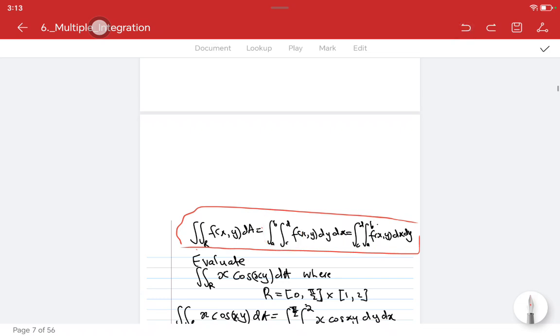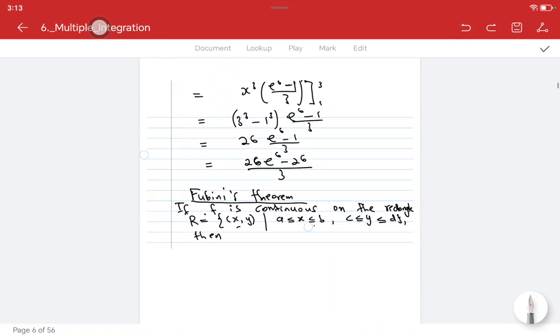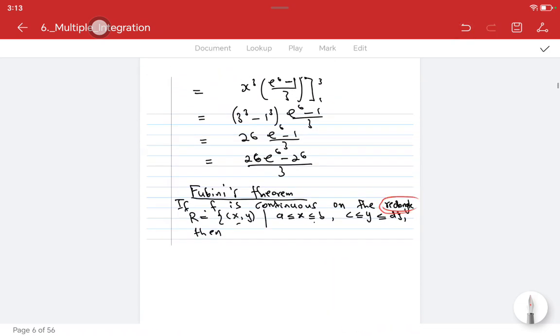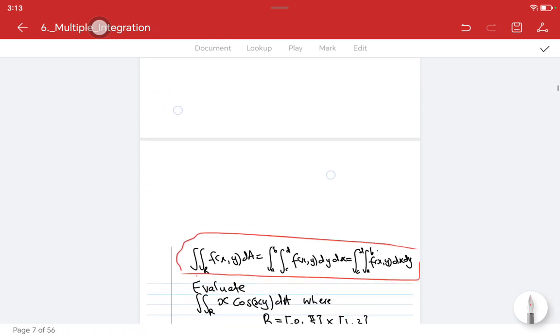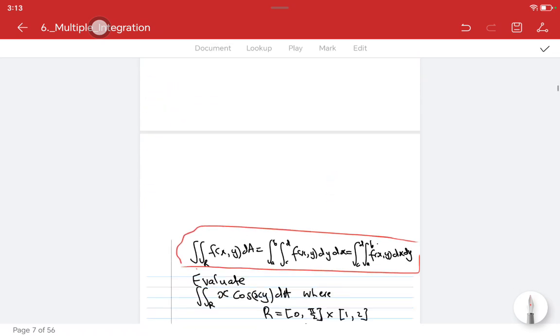As long as f is continuous on that rectangle, we can write it in two ways. If we take the double integral on this rectangle of a function, dA will be equal to the integral from a to b, c to d, dy dx, which is the same thing if we interchange these two. That is Fubini's theorem.